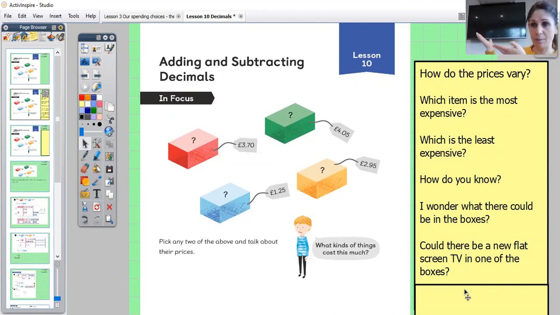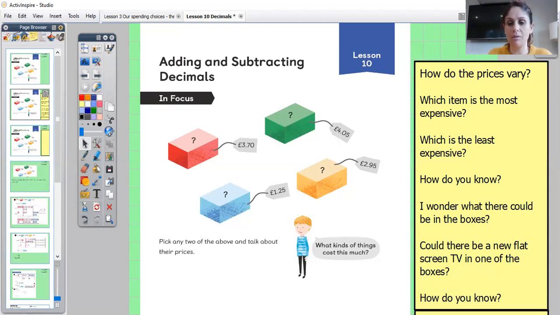I seem to have a TV behind me. Could this be in one of my boxes? Well, apart from the size, which obviously it couldn't. No. I mean, you couldn't buy any kind of TV, I don't think, for £4.05. Certainly couldn't buy a new flat screen TV. You're talking about hundreds of pounds, aren't you, at least, for that? So no, we couldn't. So we've got a good idea of how much things cost and what we might be able to buy with these prices.